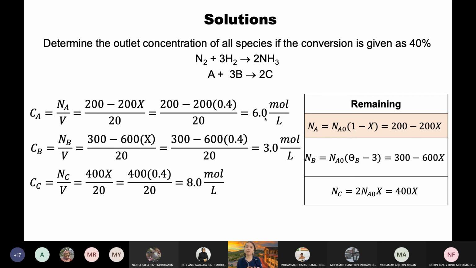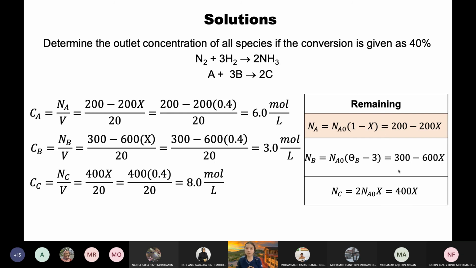Dan sebab tu kita perlukan table sebenarnya. Table tu beritahu kita nilai NA. So kita dapatlah nilai CA. Same for CB. So CB jangan pula guna NA. Kalau CB mestilah NB over volume of reactor. Okay. So mungkin kamu terfikir kenapa volume tu satu volume je, tak ada volume A, volume B, volume C. Sebab volume ni merujuk kepada volume reactor. It doesn't refer to the volume of your compound. It refers to the volume of your reactor.